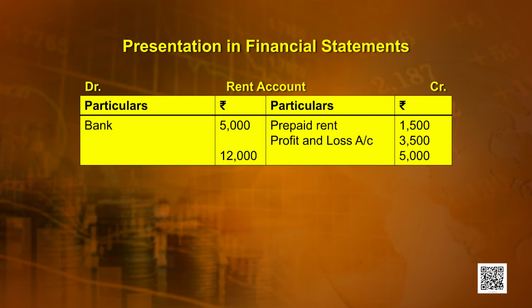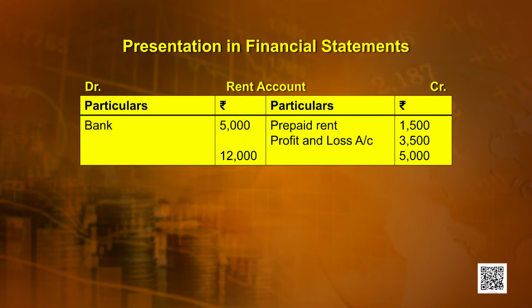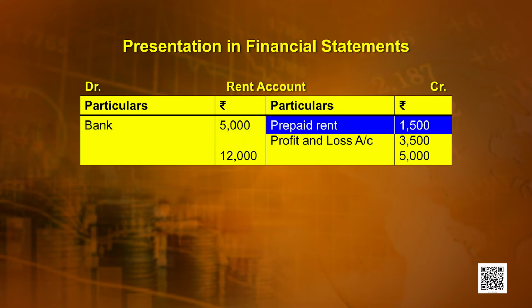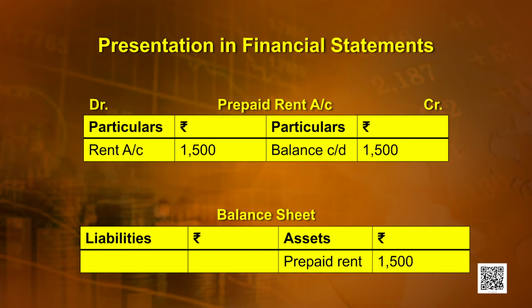In rent account, on the debit side, bank account appears with rupees 5,000, and on the credit side, prepaid rent account rupees 1,500, and the balance will be transferred to profit and loss account. Unexpired rent 1,500 will be deducted from rent rupees 5,000 in the profit and loss account. In the balance sheet, prepaid rent is shown on the asset side, rupees 1,500.